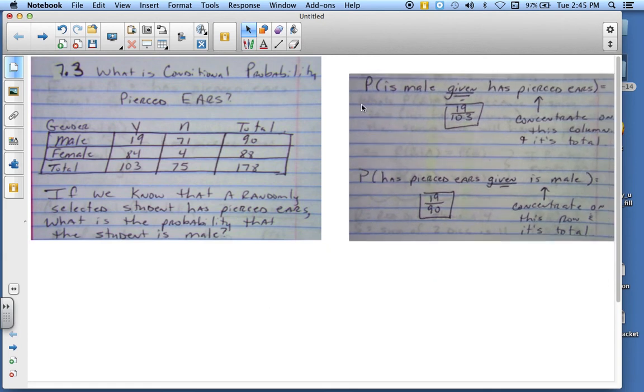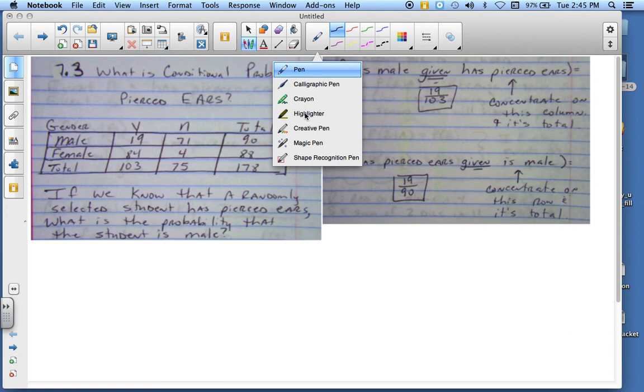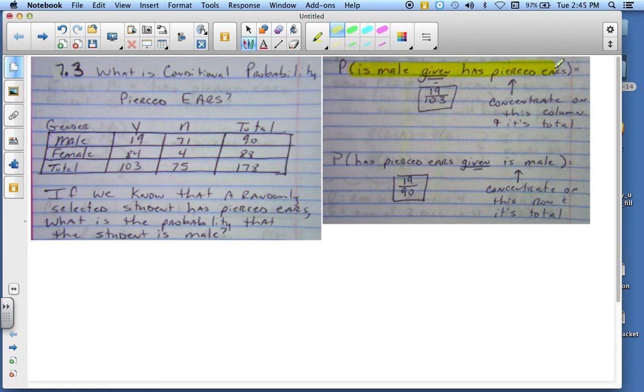So for instance, if we look at this right here, we want the probability that the person is male given that they have pierced ears. So this is the question we're looking at, this one right here. Now if you notice in this case, we're going to look at this column. It has a condition that someone has to have pierced ears. So when we look at this, notice that these people that are male have pierced ears. So that's 19 out of 103.